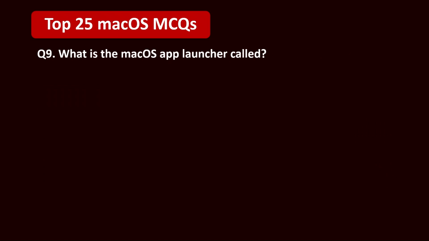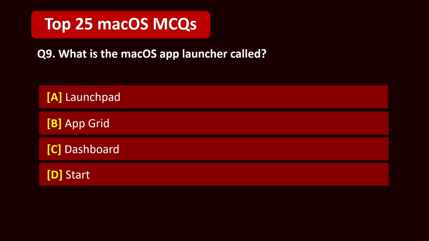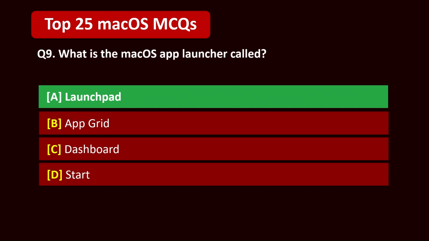Question 9. What is the macOS app launcher called? A. Launchpad. B. App Grid. C. Dashboard. D. Start. 5, 4, 3, 2, 1. Correct answer is A. Launchpad.